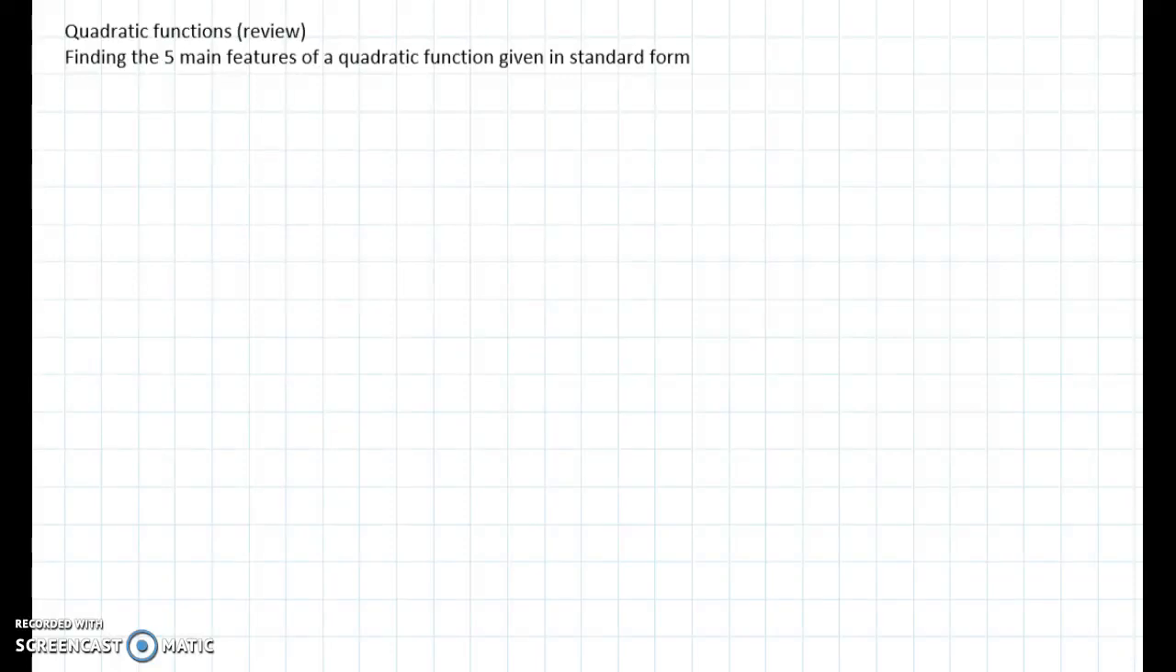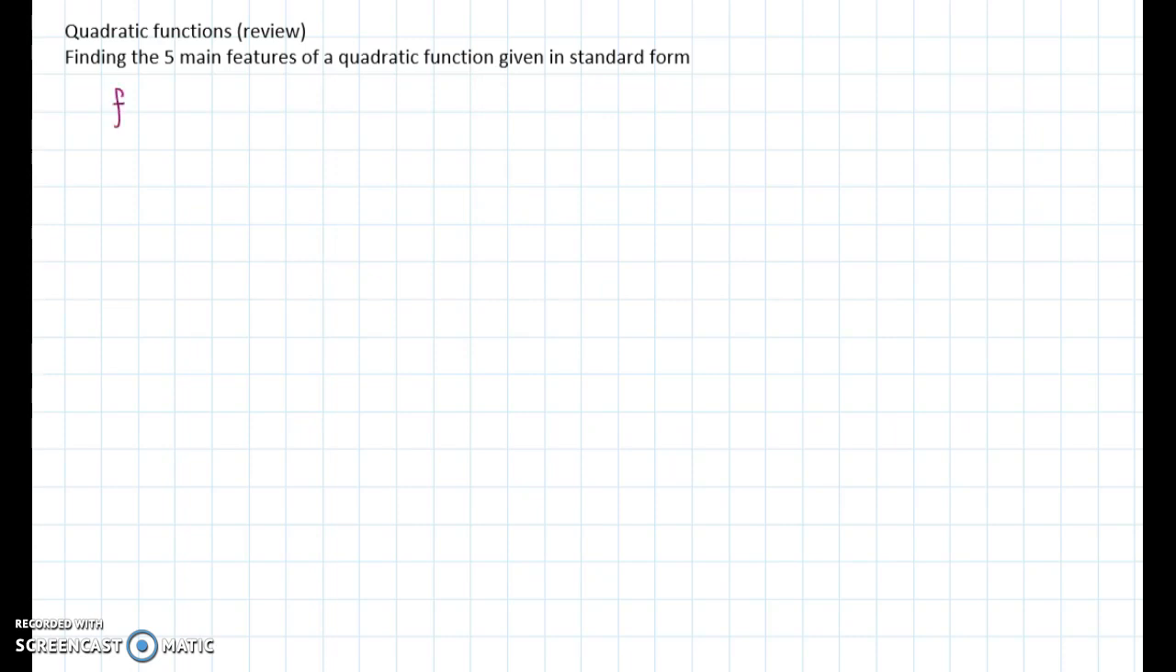Continue with our review of quadratic functions. We're going to look now at how to find the five main features of a quadratic function given in standard form. I'm assuming that this is something that you actually already have seen, so I don't need to explain why, I just need to remind you how to do it.